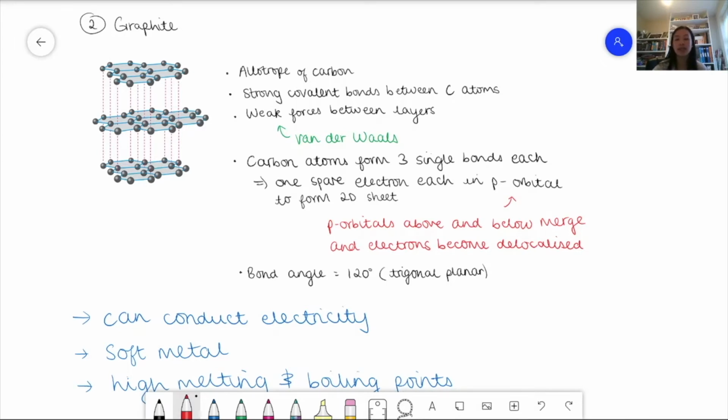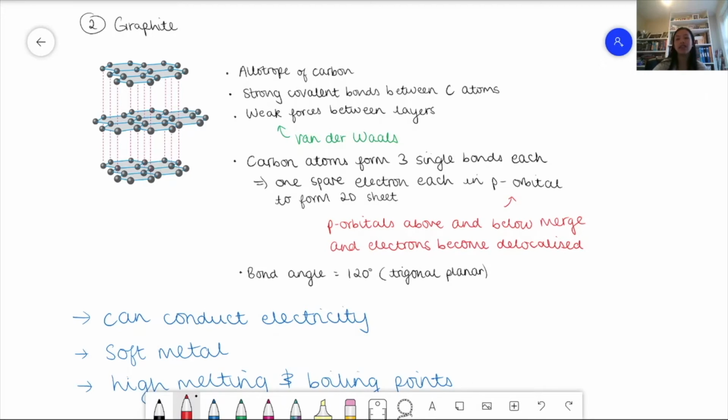So some of the physical properties are that it can conduct electricity. It's a soft metal, and it has high melting and boiling points. And it can conduct electricity because of the spare electrons in the p orbitals, because they're delocalized, so they can carry the charge. It's a soft metal because the layers can slide over each other.